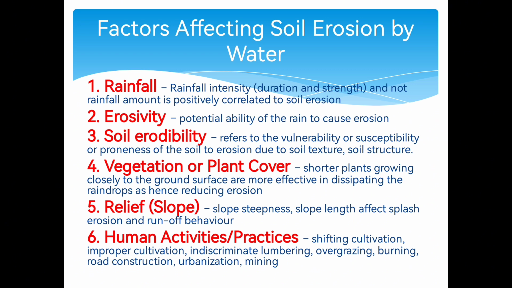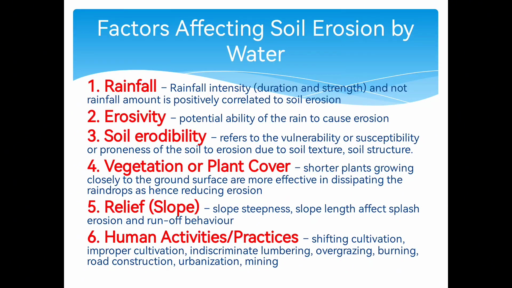The fourth factor is the vegetation or plant cover. Shorter plants growing closely to the ground surface are more effective in dissipating the raindrops, hence reducing erosion. So when we are going to compare ngayon yung mga punong kahoy kumpara dun mga mababang tanim, mas effective ngayon yung sa pagkontrol ng erosion yung mga shorter plants kumpara ngayon dun sa punong kahoy.